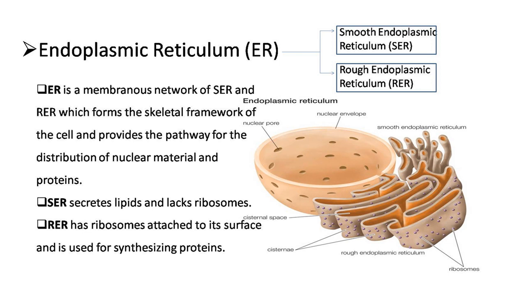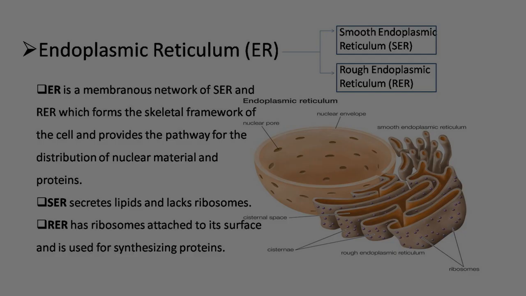As you can see, there are some granular components on the endoplasmic reticulum; they are known as ribosomes. Wherever they are present, it is known as the rough endoplasmic reticulum. And where the ribosomes are not present, it is known as the smooth endoplasmic reticulum. The function of SER is to secrete lipids, and the rough endoplasmic reticulum synthesizes proteins.